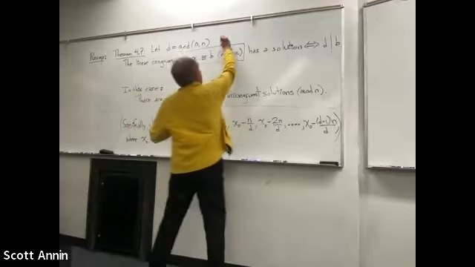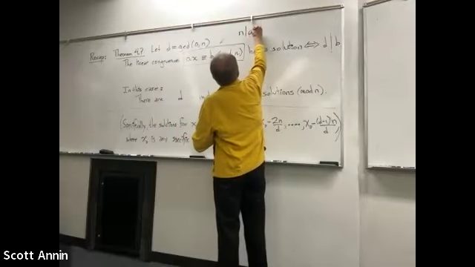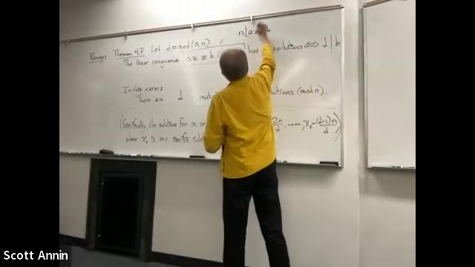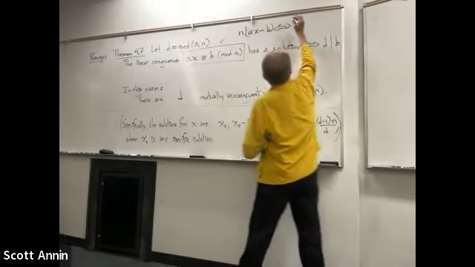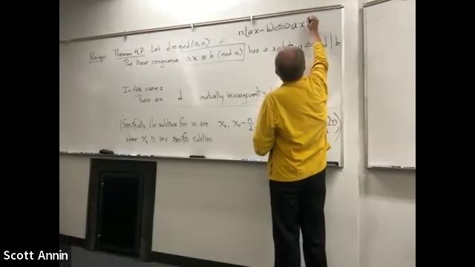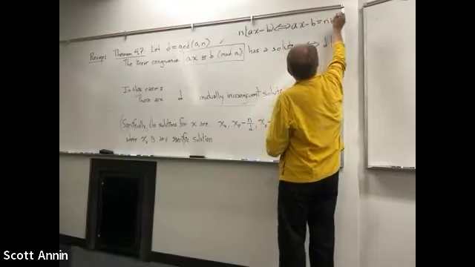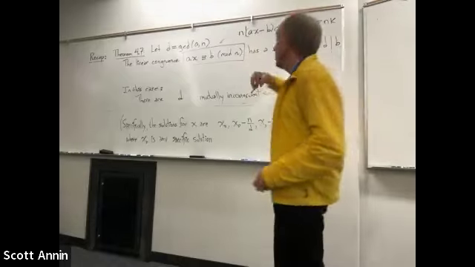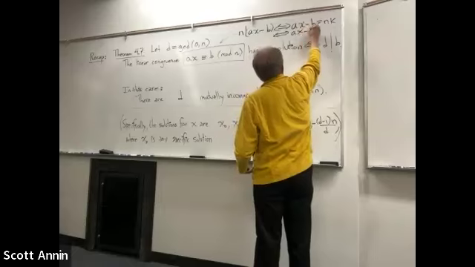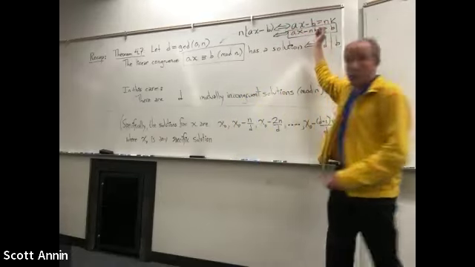The idea is that this congruence can be re-expressed as n dividing ax minus b, and then that can be re-expressed as saying that ax minus b is equal to, say, n times k, where k is some integer. And that can be re-expressed as this Diophantine equation.